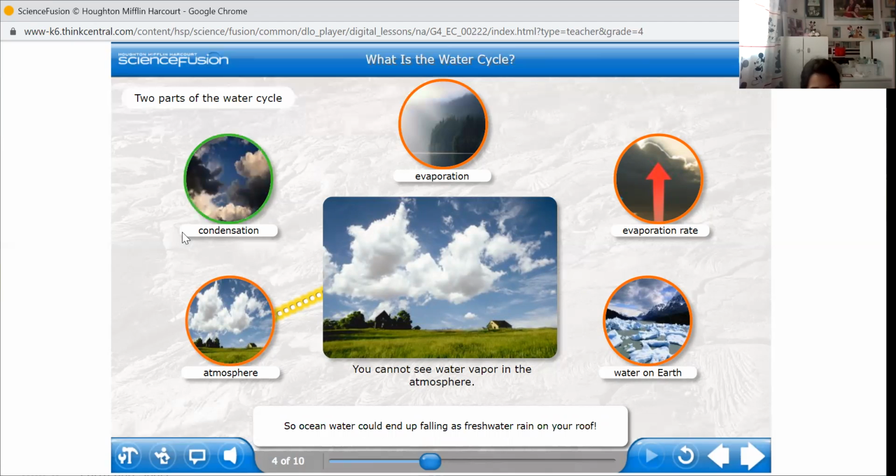So when water evaporates, it will go up to the atmosphere before it condenses and forms a cloud. Should it be only where it evaporates that forms a cloud, or can it form a cloud in another place?